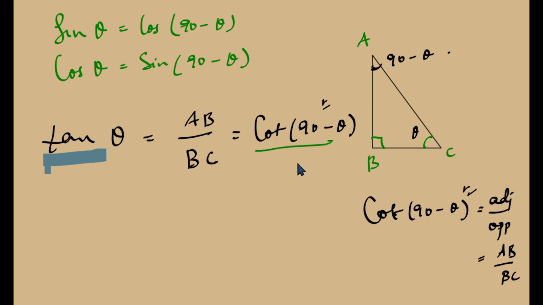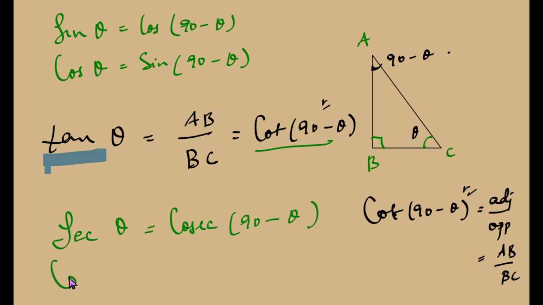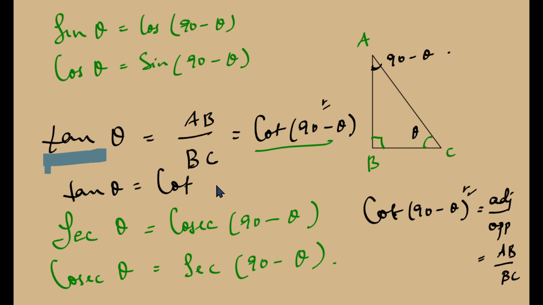theta. And I think the same thing can be done for secant and cosecant theta. You can just try it on your own. Let me write down the relationship. Secant theta would be equal to cosecant of 90 minus theta, and similarly cosecant theta would be equal to secant of 90 minus theta.